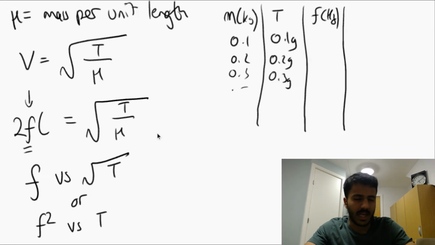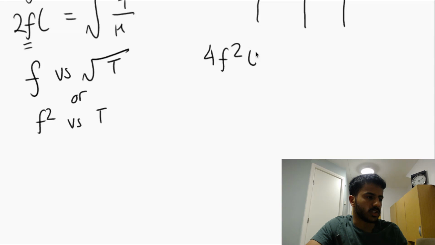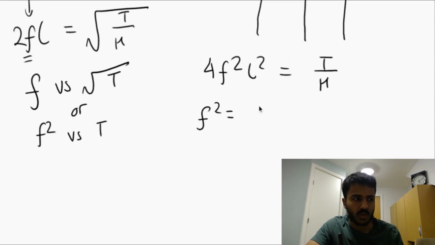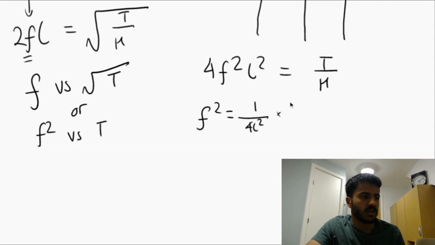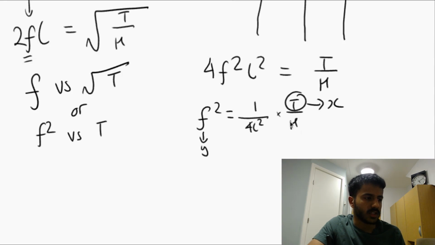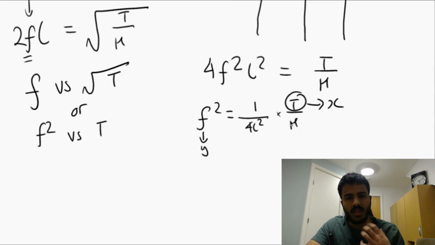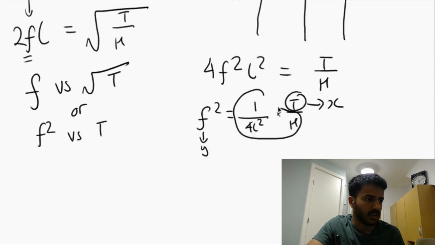I'm going to go through the latter case of frequency squared versus tension. So I'm just going to square this equation. If I square that equation, I get 4f squared L squared is equal to T over mu. And I want frequency squared on my y-axis, so I'm going to make that the subject by saying frequency squared is equal to 1 over 4L squared times T over mu. So this is my y variable, this is my x variable, and therefore this whole thing here is going to be my gradient.